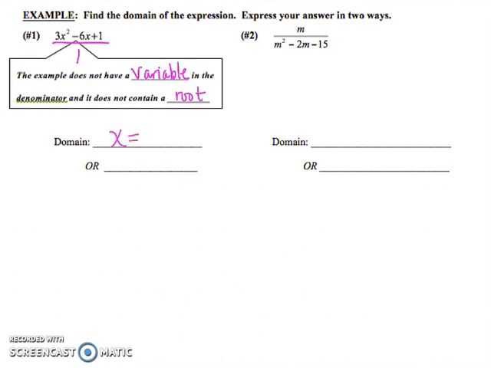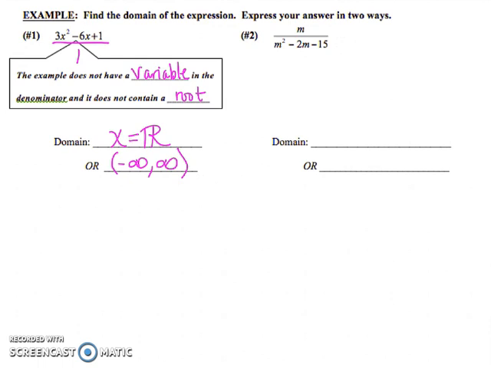So we can say x equals all reals. That's one way we could write it. But let's also write it in interval notation. So all reals would be all numbers from negative infinity to positive infinity. In interval notation, negative infinity to positive infinity looks like that. Now remember, when we work with infinities, we always use round brackets with interval notation.